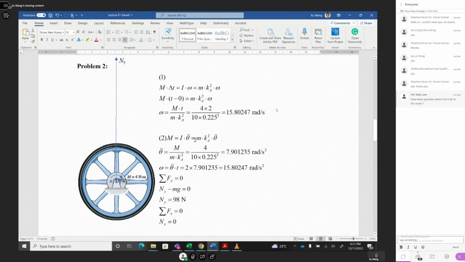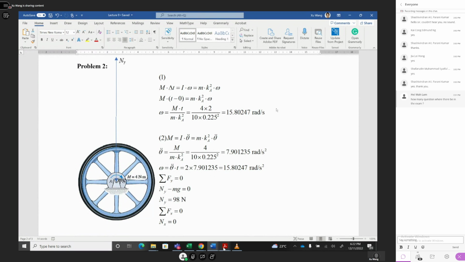Or you can use a different way. M equal to I theta double dot. From this you can solve for theta double dot, which equals M, that is 4, divided by m k squared. This is the acceleration after you apply the moment. Once you know the acceleration, you find omega. Omega equals theta double dot times t, where t is 2 seconds. You multiply and you get the same result.